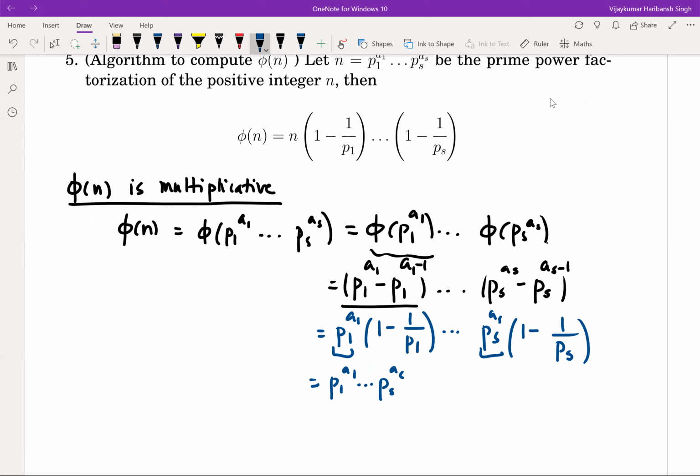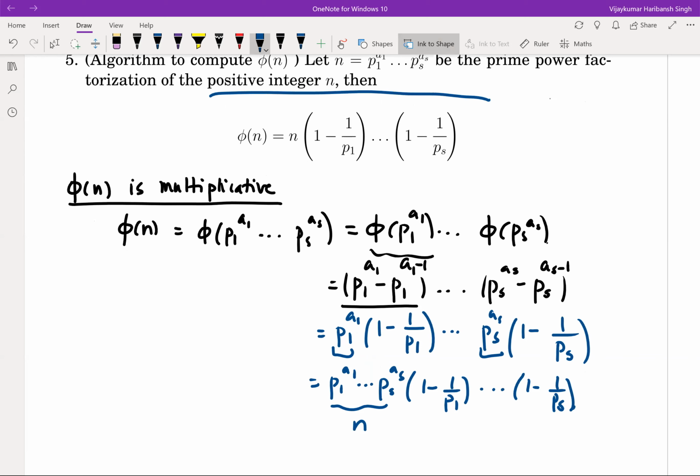so you get p1 to the power a1, ps to the power as, times 1 minus 1 by p1, 1 minus 1 by ps, and this is your n, right? So you have proved the following result, which is an easy way of computing the Euler phi function.